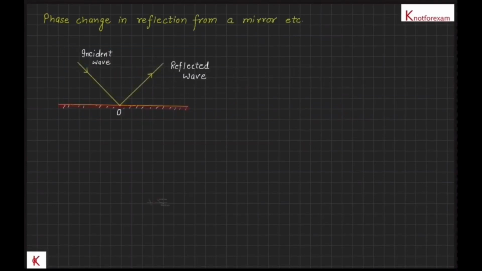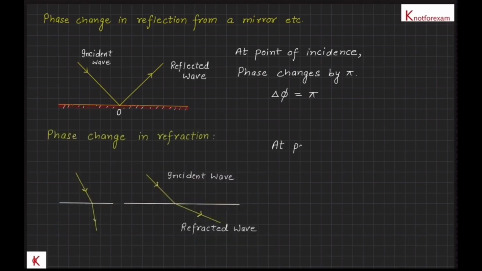We are going to discuss phase change on reflection and refraction. When an incident EM wave or light wave is reflected from a mirror etc. at the point of incidence, the phase changes by π. That means the phase difference between the incident wave and the reflected wave, Δφ, will be equal to π. And when an incident EM wave or light wave is refracted from one medium to another medium, then at the point of incidence both waves are in phase.